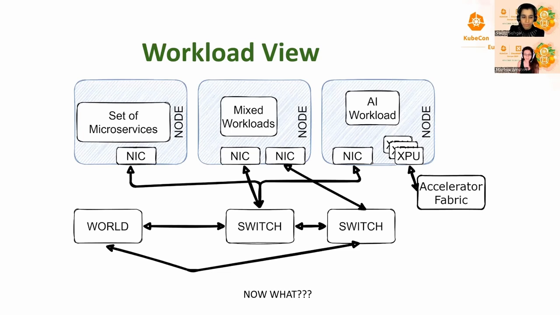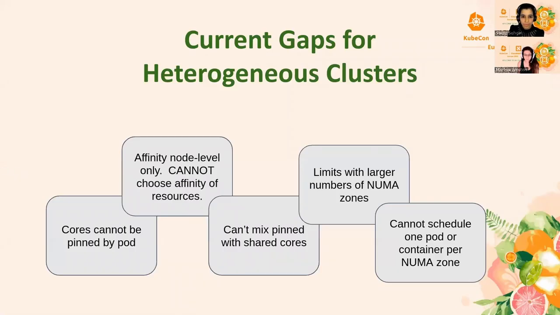So here's a workload view of how you might use a center like this. You have a set of microservices on the first one. You have maybe mixed workloads on that middle one, depending on what your CPUs are, and then you have AI workloads on that last.